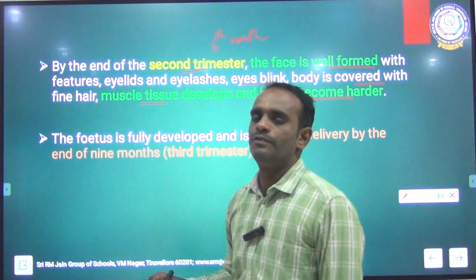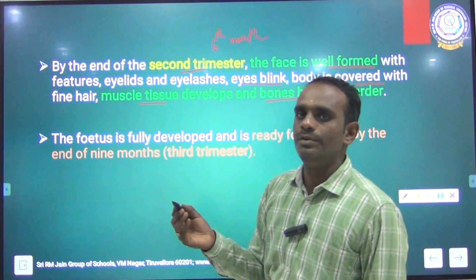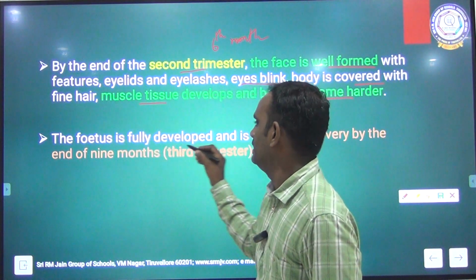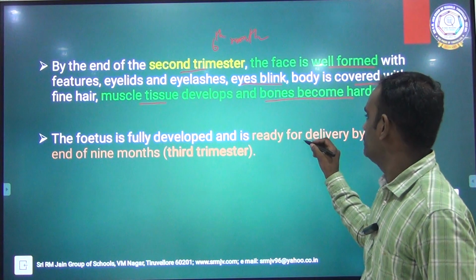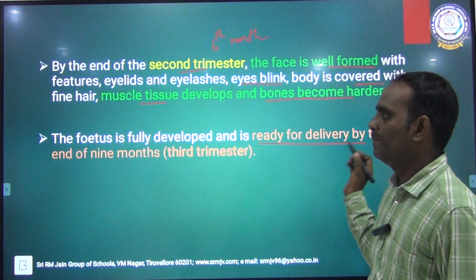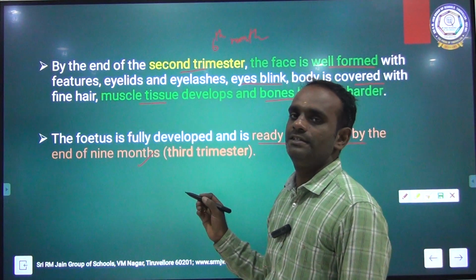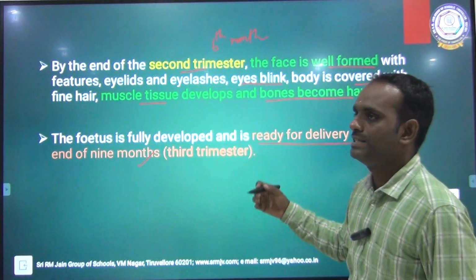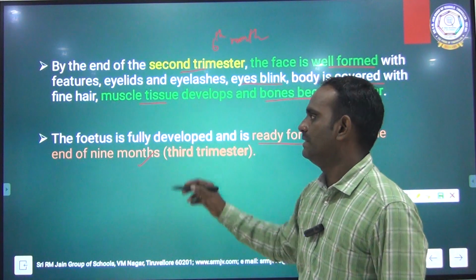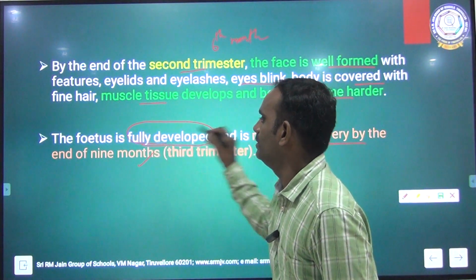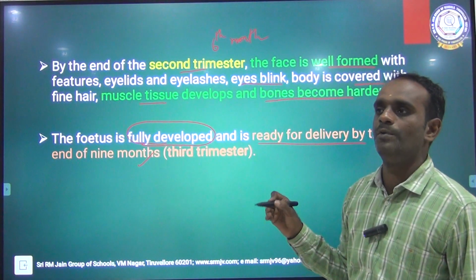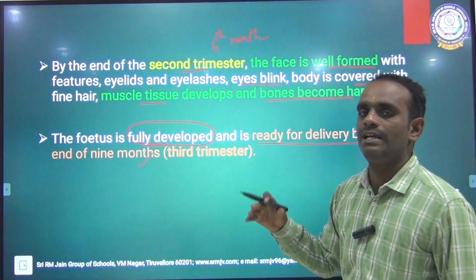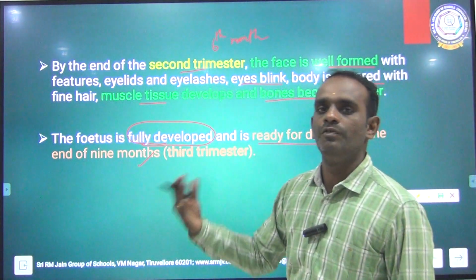Then the fetus is fully developed at the end of the 9th month, which is the 3rd trimester. All the organs are fully developed, and the bones become very hard. So the fetus is ready to come out of the mother's womb, ready for delivery.